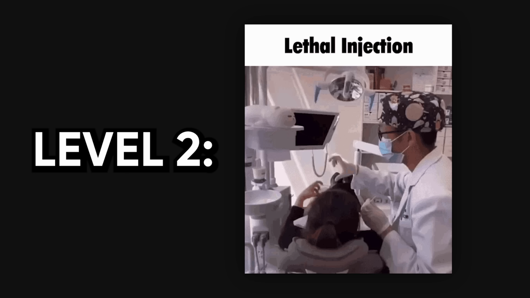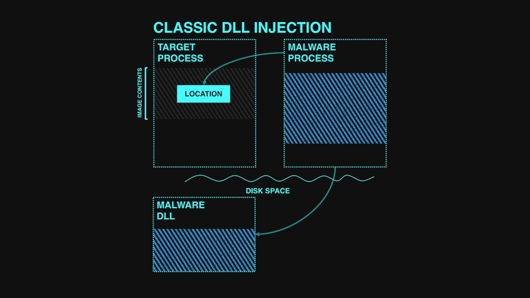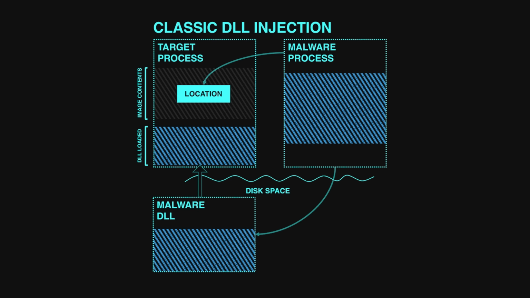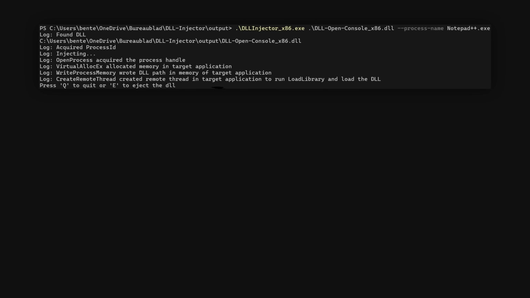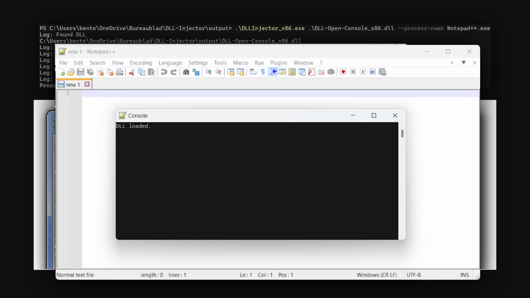Level 2 is process injection, and this is where it gets spicy. Instead of running their own process, attackers inject their malicious DLL into a legitimate process that's already running. Now when you look in Task Manager, you see a completely legitimate process. Open its file location and you get the real system file. Everything looks normal, but that process has been hijacked and is running malicious code alongside legitimate code.